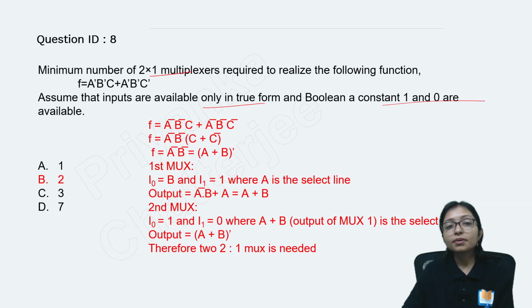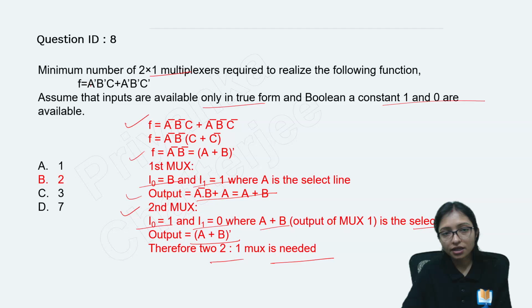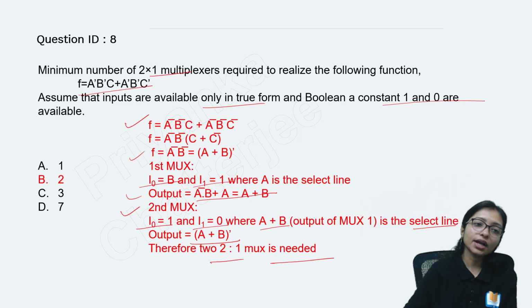Here just simplify the function. From the function you are getting this first multiplexer: I0 is B, I1 is this one. So the output you are getting is A plus B. In the second multiplexer you will get I0 is 1, I1 is 0. You will get A plus B. So ultimately you are getting output A plus B whole bar. So 2x1 multiplexers are needed here. To get it, you need 2x1 multiplexers, right? Your answer is 2.